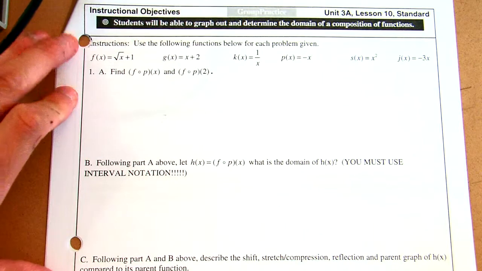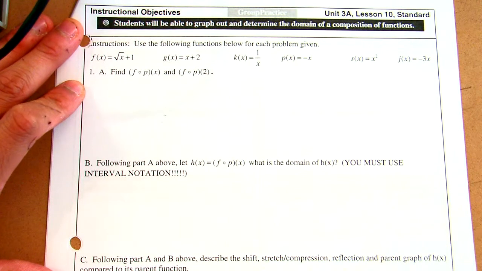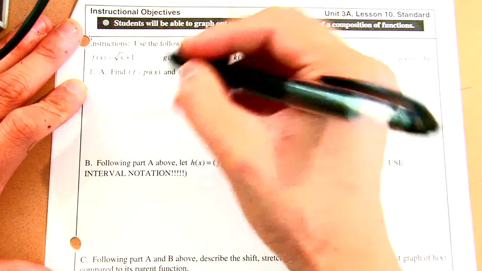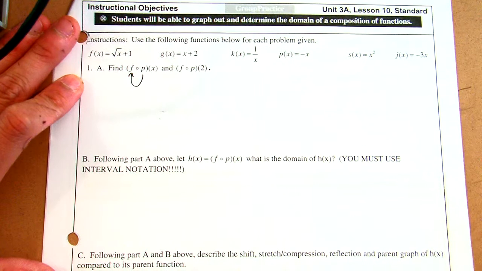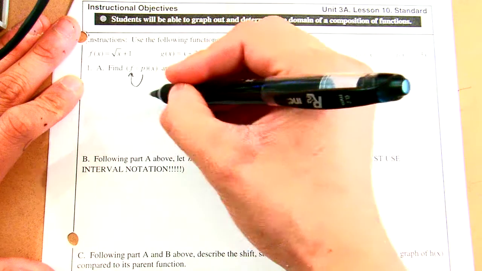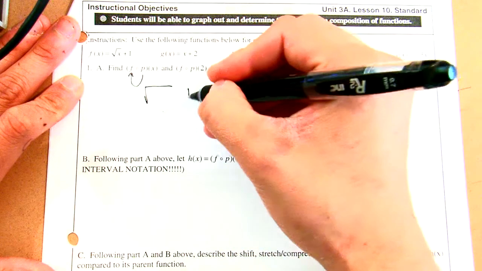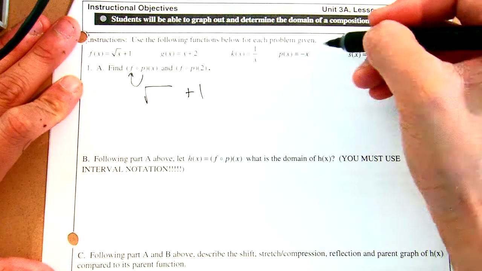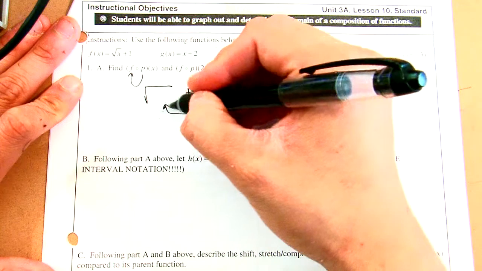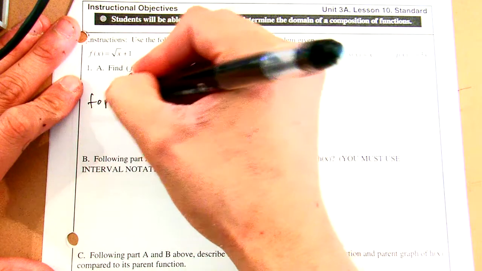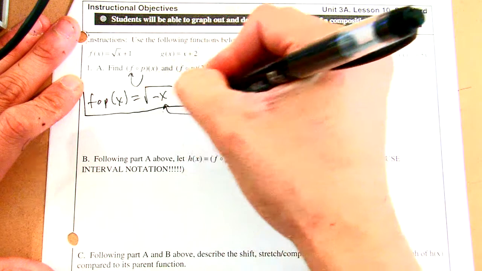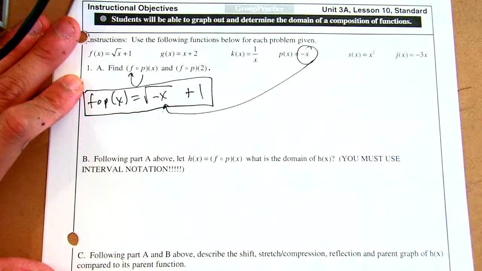Here is an example problem. It says find f of p, so we're putting p inside of f first. What you should have done is write f down with a blank plus 1, and then put p, which is negative x, inside, and call this f of p of x. Make sure you label it and put a box around it, okay?